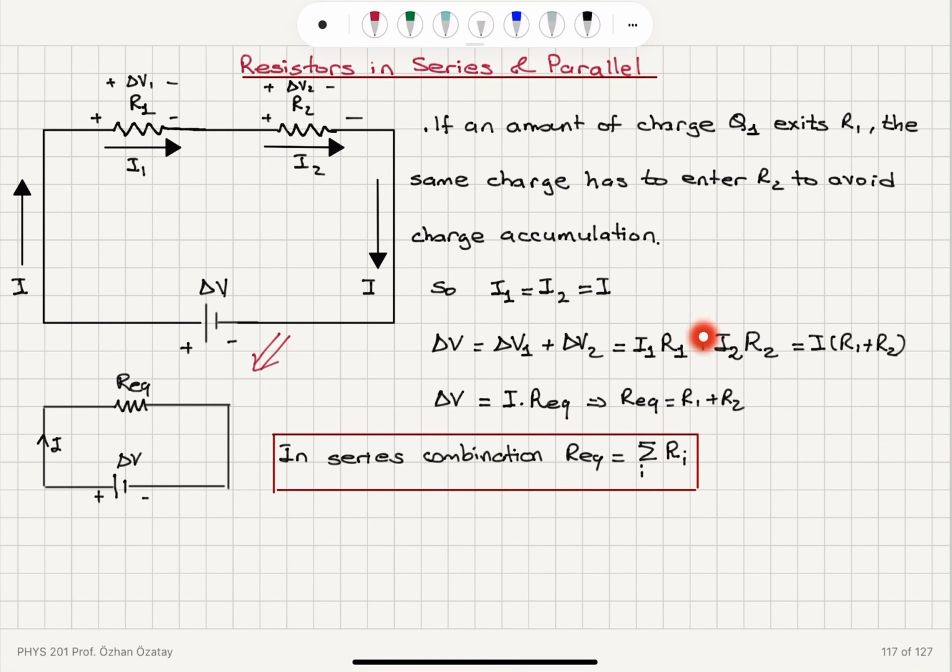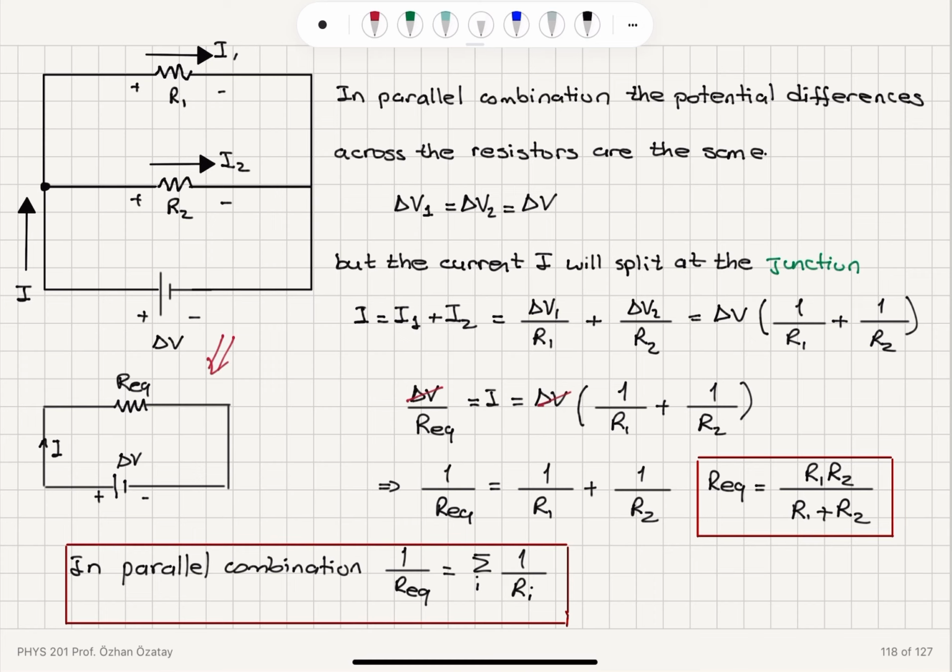So the total current, I1 plus I2, is delta V1 over R1 plus delta V2 over R2. So similar to what we have done here, we're taking advantage of Ohm's law. And if we write the current that flows through the equivalent circuit as delta V over R equivalent, we see that the reciprocal of the equivalent resistance is equal to reciprocal of R1 plus reciprocal of R2. And if you write this with a common denominator, it's R2 plus R1 over R1 R2, and then take the reciprocal, you see it's R1 R2 over R1 plus R2. But for more than two resistors connected in parallel, we can write the reciprocal of equivalent resistance is the sum over the reciprocals of the individual resistances.